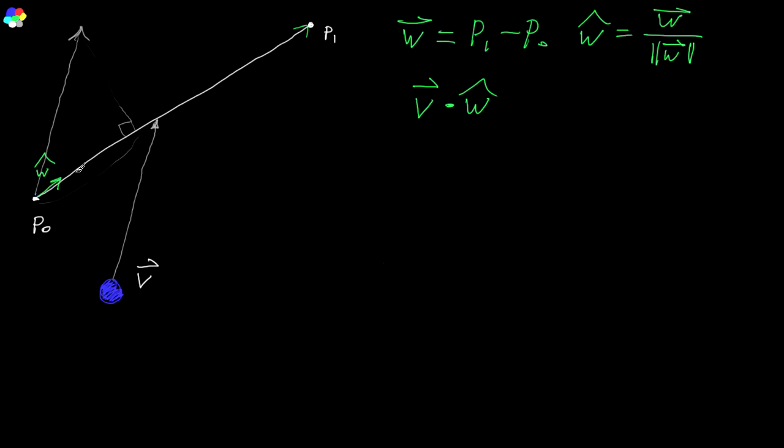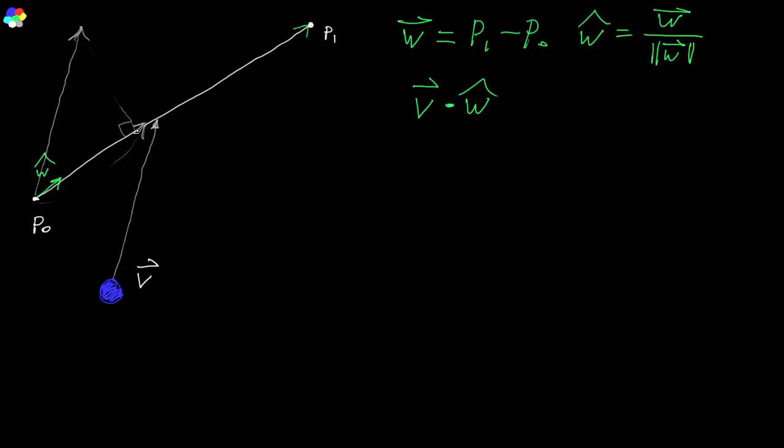So that gives us the length of the projection in the direction of W. But what I really want here is the vector component in this direction. So I want a vector that has the length of the projection and is moving in the direction of W. So how do I do that?